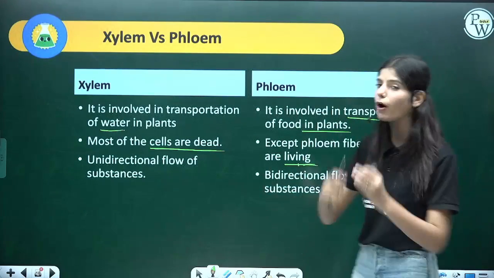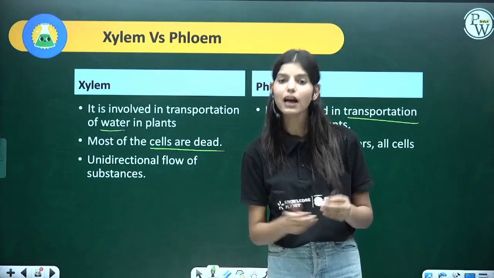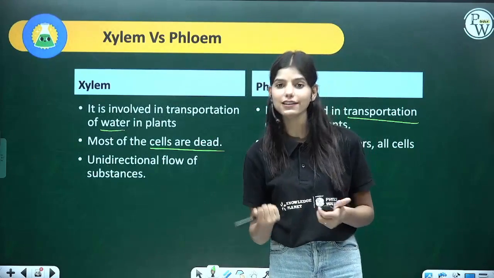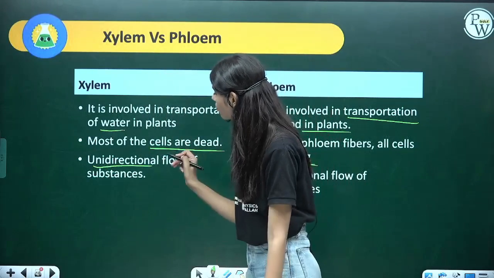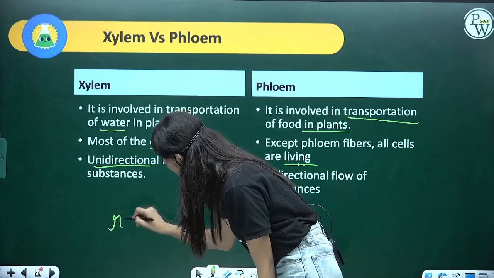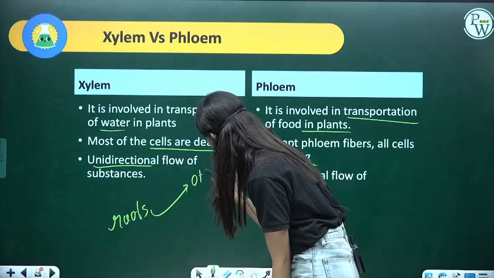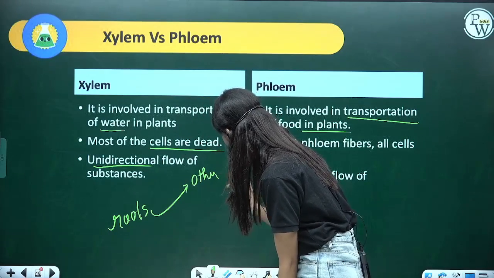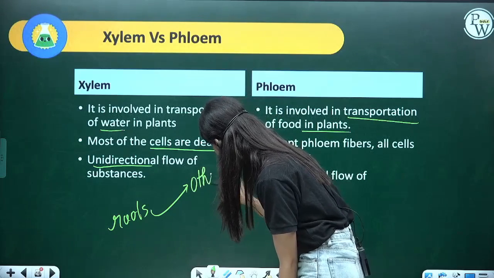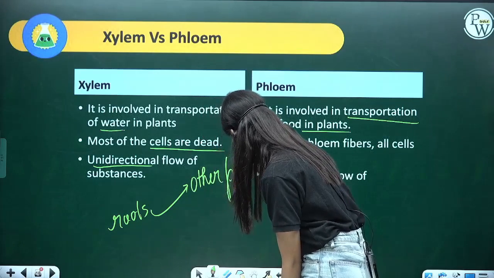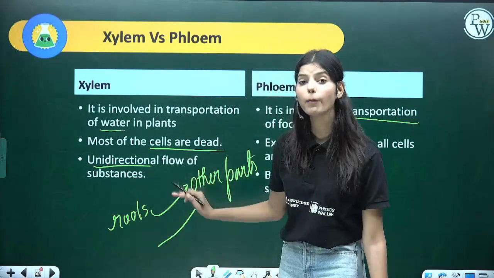Also, talking about the direction in which the flow of material is taking place. In case of xylem, the flow is unidirectional. Why unidirectional? Because xylem has to transport water from the roots to the other parts of the plant. So they have to transport the water from the roots to the other parts, and the flow is always in the upward direction.